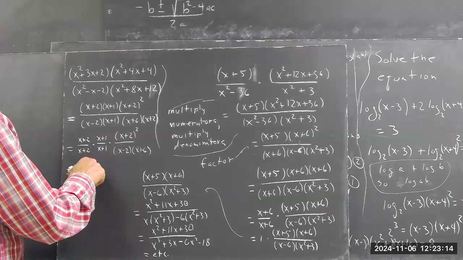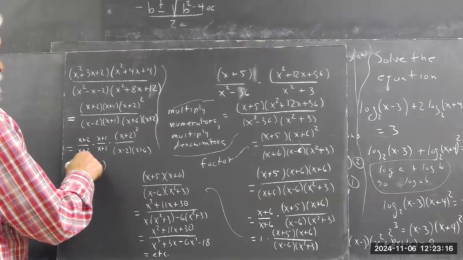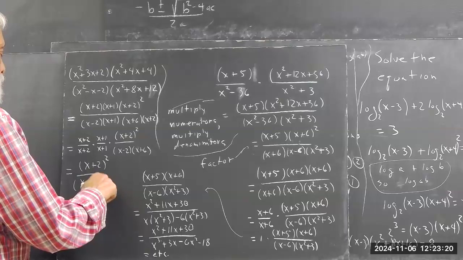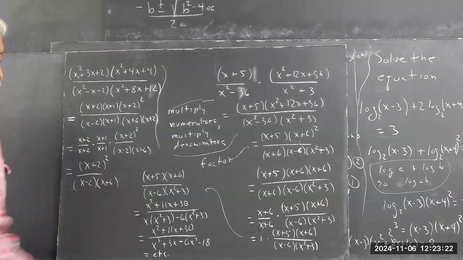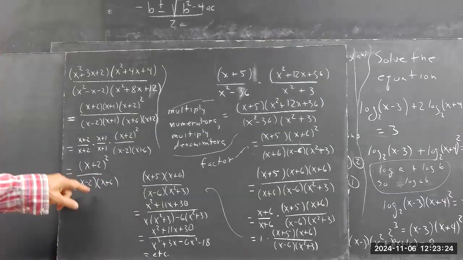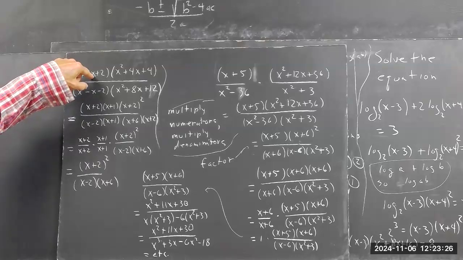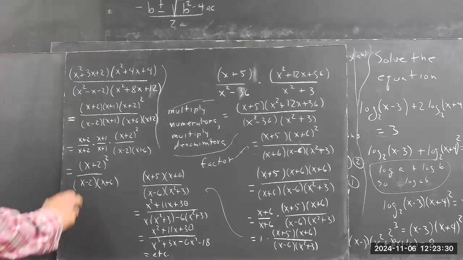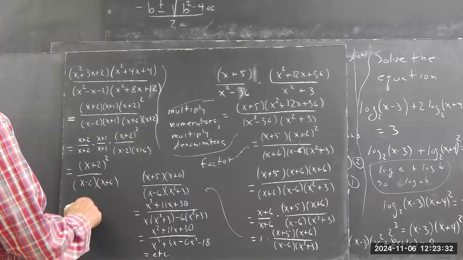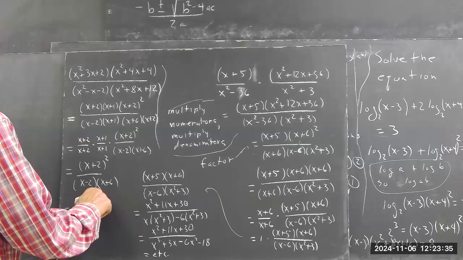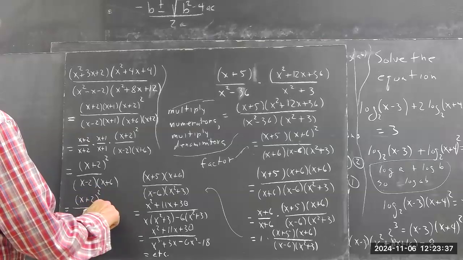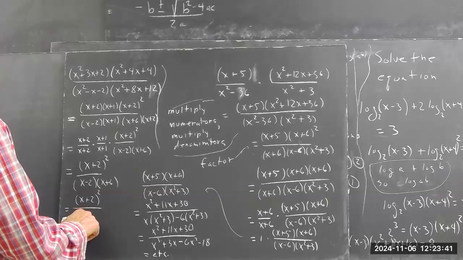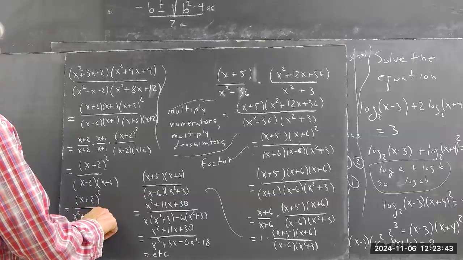So that simply equals x plus 2 squared over x minus 2 times x plus 6, which isn't trivially simple, but it's a lot simpler than what we had up here, right? Okay, and then we can multiply out the x minus 2 times x plus 6, although often we want to leave it in factor form like this. We get x squared plus 4x minus 12.